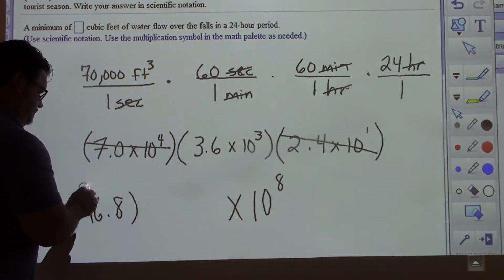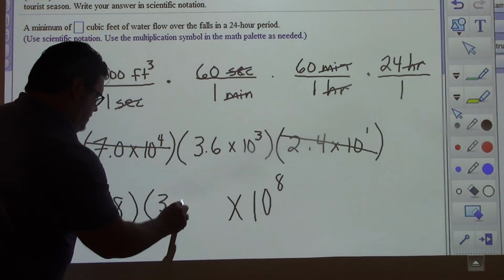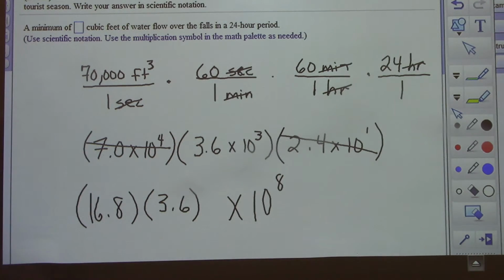times 3.6. Now you're going to have to do that by longhand or by a calculator, because it's not going to be good numbers. So if somebody takes 16.8 and 3.6, what do you get? 60.48. 60.48. Did everybody get that? Sounds good to me. Okay.